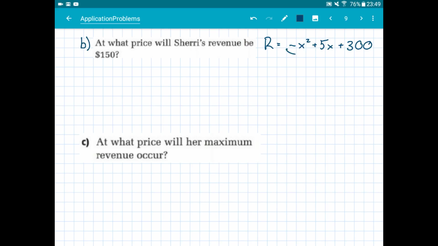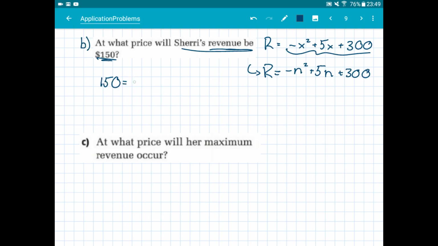Now in part B, and I wrote this out with x's, we can use our n that we used, just to stay consistent. So minus n squared plus 5n plus 300, and that's what the revenue is equal to. It says, at what price will her revenue be 150? Well, all we're doing now is replacing the revenue here with 150. So we've got 150 equals minus n squared plus 5n plus 300.